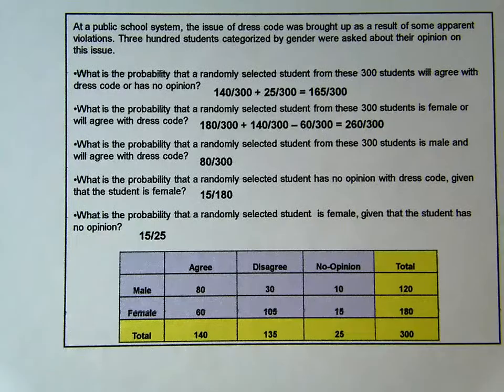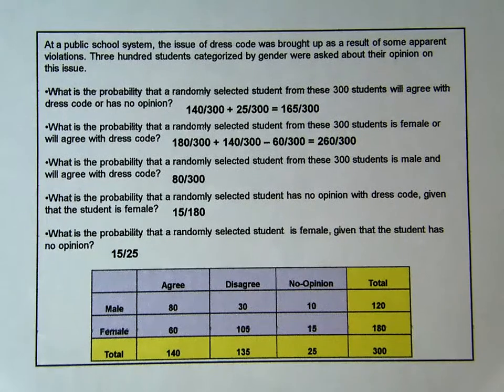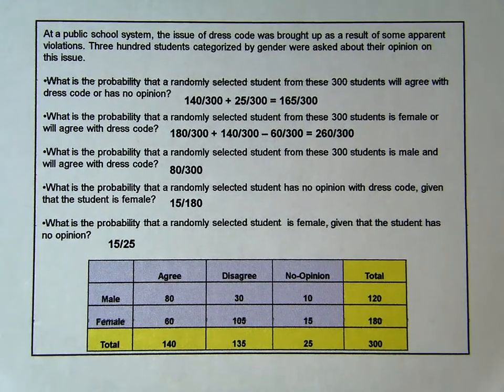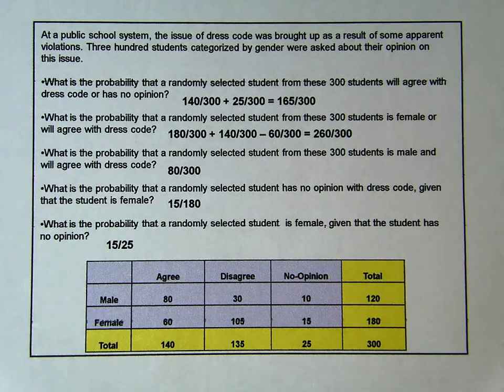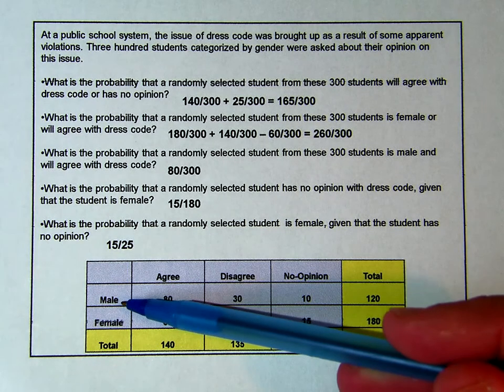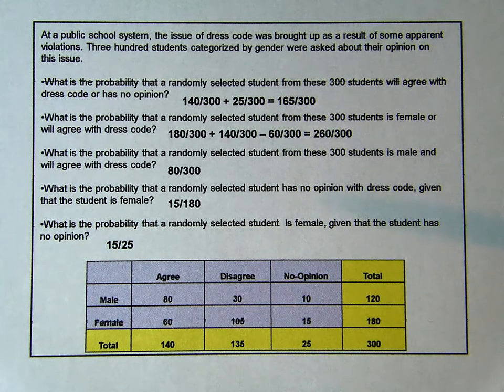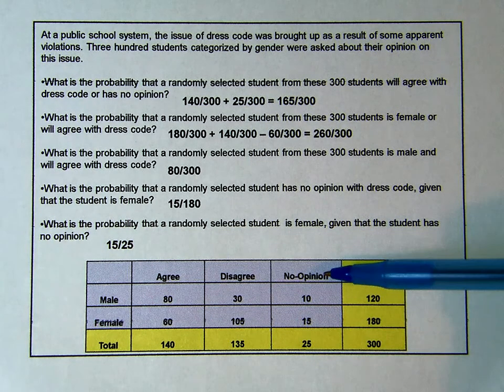All right, some more examples that have a little bit more going on here, but addressing the same ideas. At a public school system, the issue of dress code was brought up as a result of some apparent violations. 300 students categorized by gender were asked about their opinion on this issue. So our two-way table is breaking you down by gender, male versus female, and breaking down by your opinion on a dress code. You agree, you disagree, or you have no opinion.